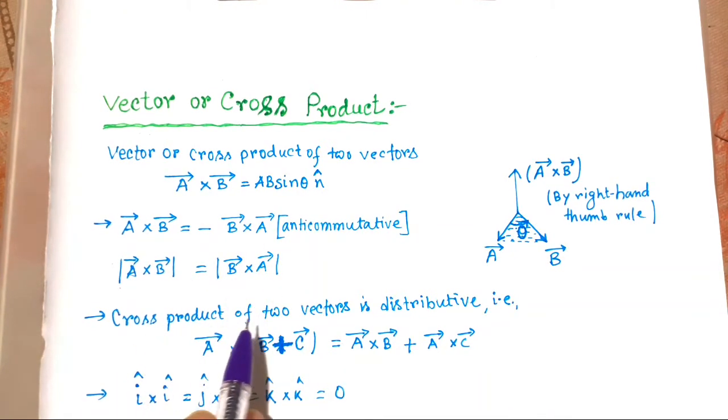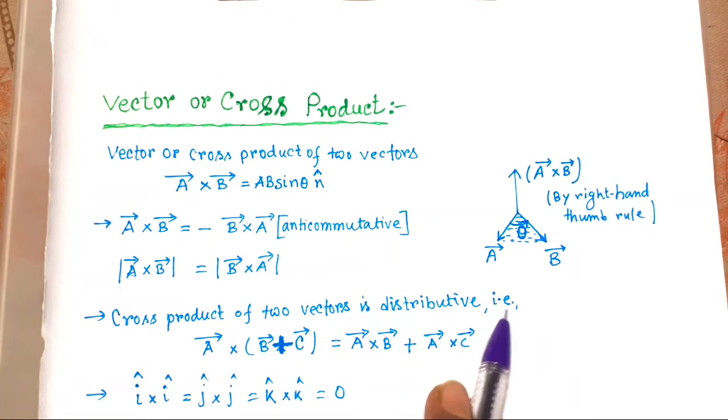Now the cross product of two vectors is distributive. That means a vector cross within bracket b vector plus c vector equals a vector cross b vector plus a vector cross c vector, just like dot product. It is similar to dot product.